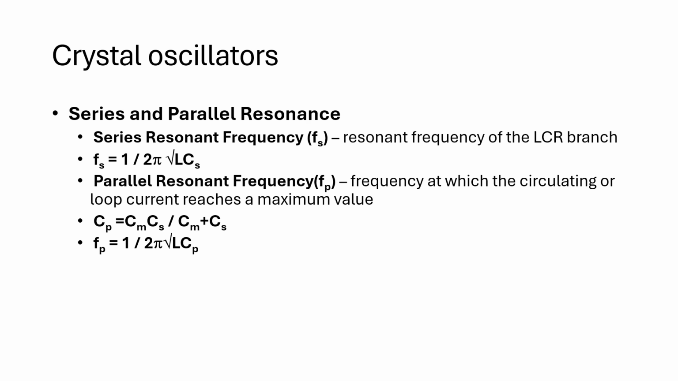We have series and parallel resonance for a crystal. Series resonant frequency Fs is the resonant frequency of the LCR branch. F is equivalent to 1 over 2 pi square root of L times Cs, and parallel is 1 over 2 pi square root of L and Cp. So this is the electrical equivalent circuit within a crystal. However, this is not being solved anymore because when you buy your crystal, the resonant frequency is already given.